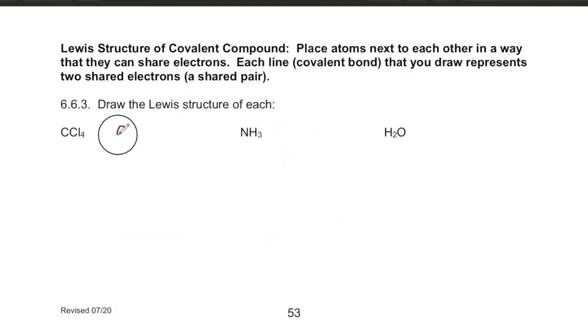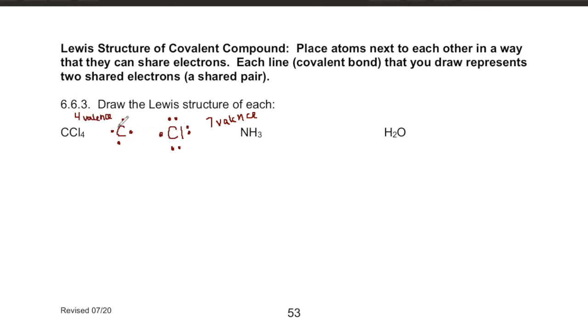First, let's draw the Lewis structures of the atoms separately, at least one representative, chlorine and the carbon. Chlorine has 7 valence electrons and carbon has 4 valence electrons. So this is what that would look like.